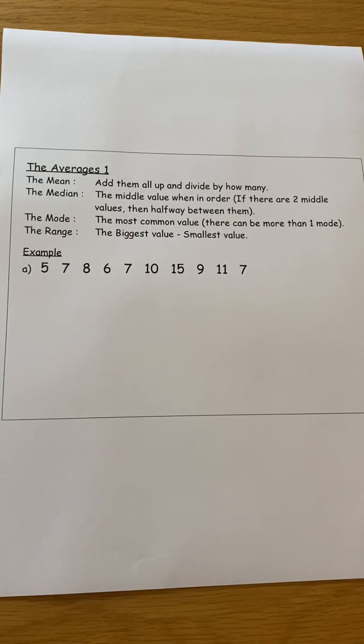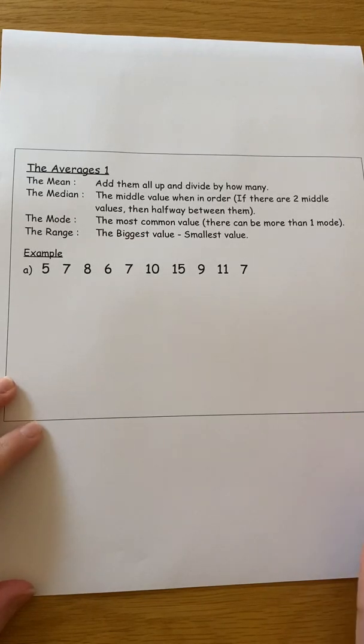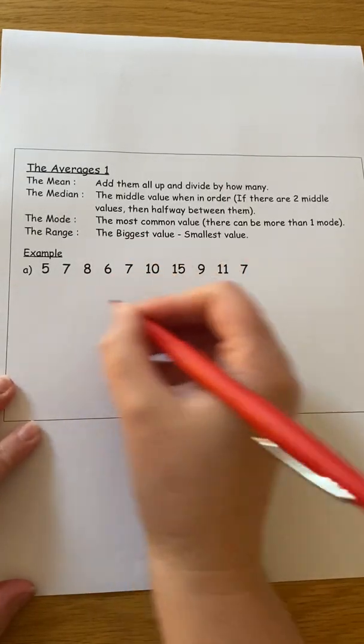Okay, a very brief review of averages. This is averages 1, looking at mean, median, mode and range from a list of numbers, okay? So you've got your list of 10 numbers there. So first of all, I would put them in order, okay? I would cross them off as you're going along.